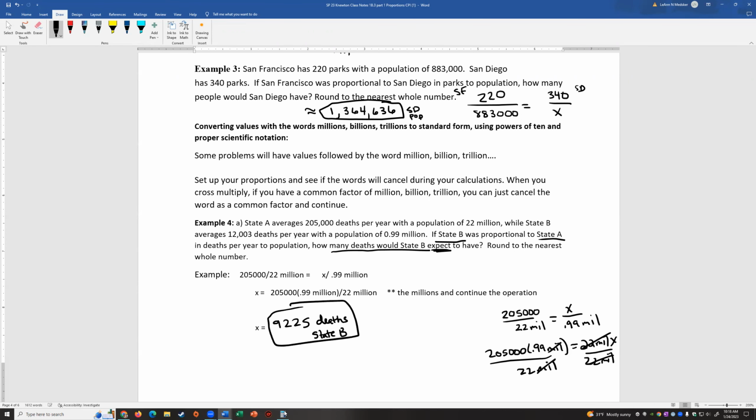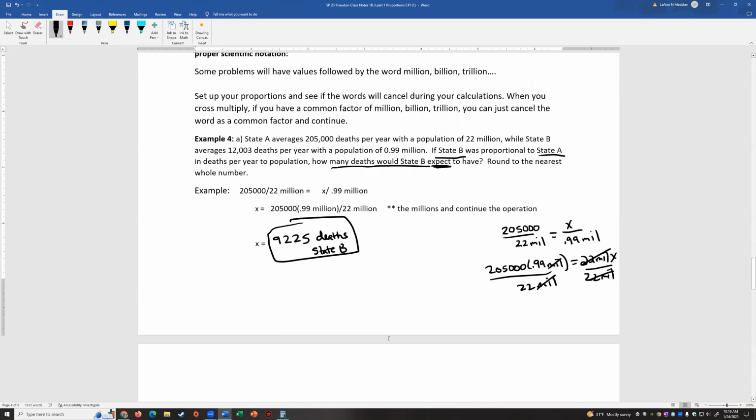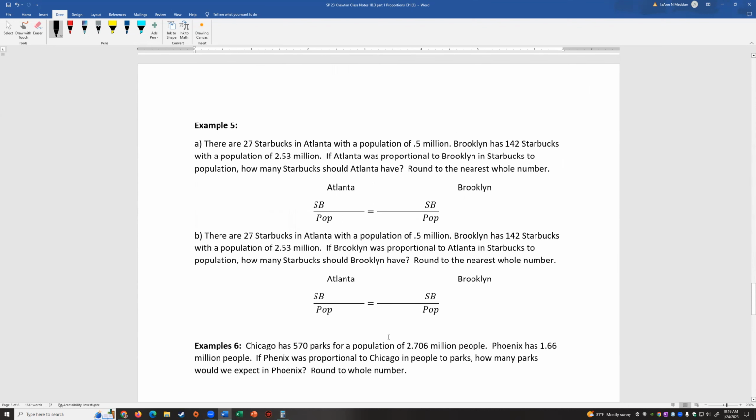So what we're finding is that actually state B has a higher death per population rate than state A did. It looks like a lot more deaths, but there's a lot more population in state A. So we would expect 3,000 fewer people to die in state B if they had the same ratio as state A. All right, let's look at another one. So a lot of these, they give you all the information, so you have to really read what the question is asking us to find. What proportion, what if, are we finding? So 27 Starbucks in Atlanta with a population of 0.5 million.